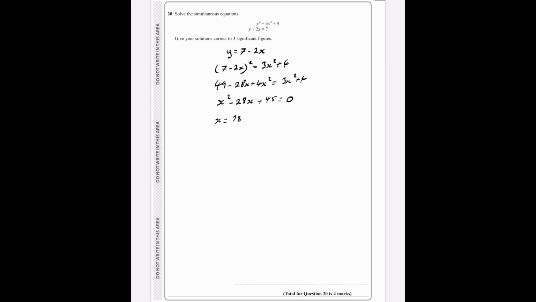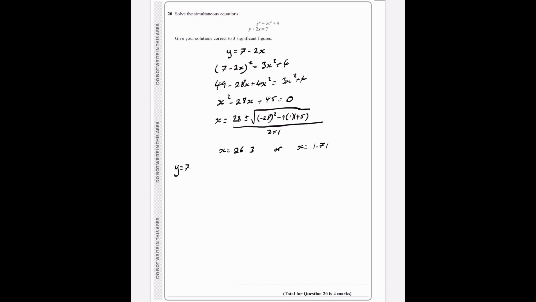Then I'm going to jump in with the formula here: minus b plus or minus the square root of b squared minus 4ac, all over 2a. a is 1, b is negative 28, and c is 45. And that gives us two values when we plug that into the calculator. The first value is 26.3, rounded to 3 sig figs. And the second value is 1.71 when rounded to 3 sig figs.